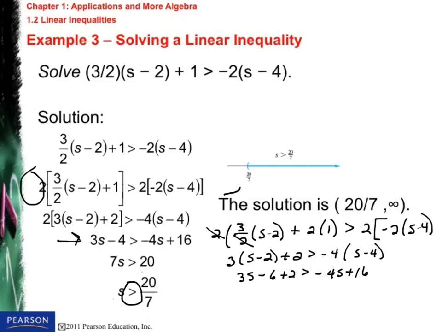If it turned out to be S is greater than or equal to 20/7, then you'd have a square bracket and the line. So that's the difference, and that's where those bracket systems come from in interval notation.